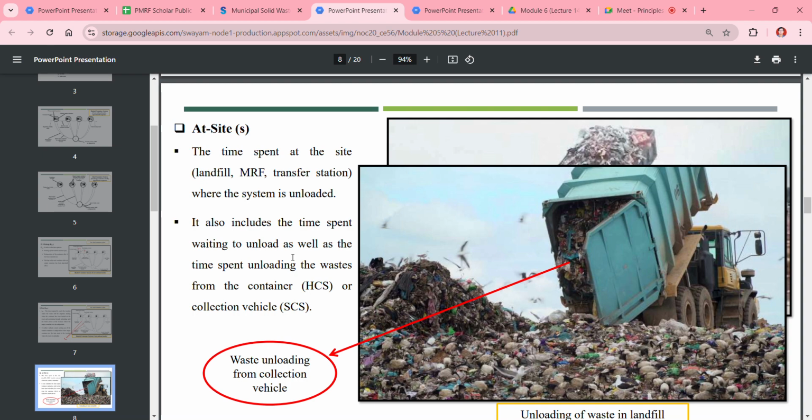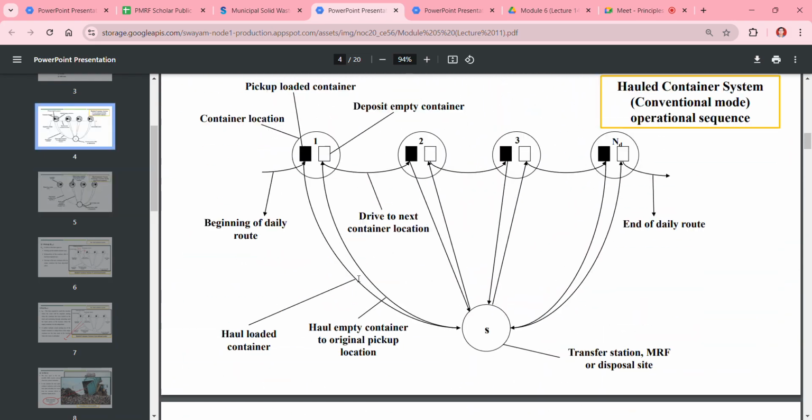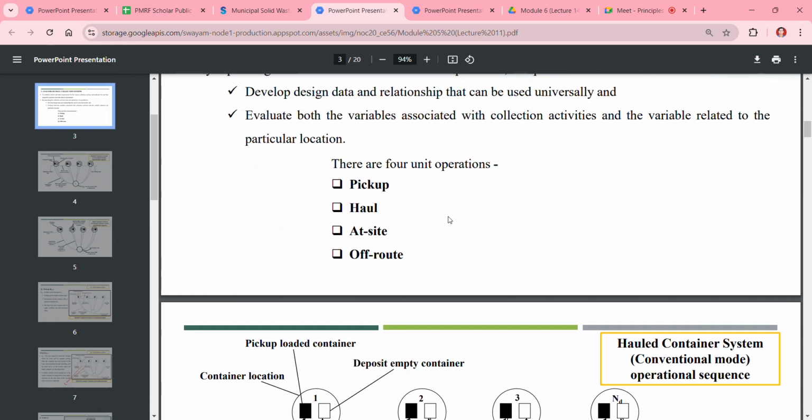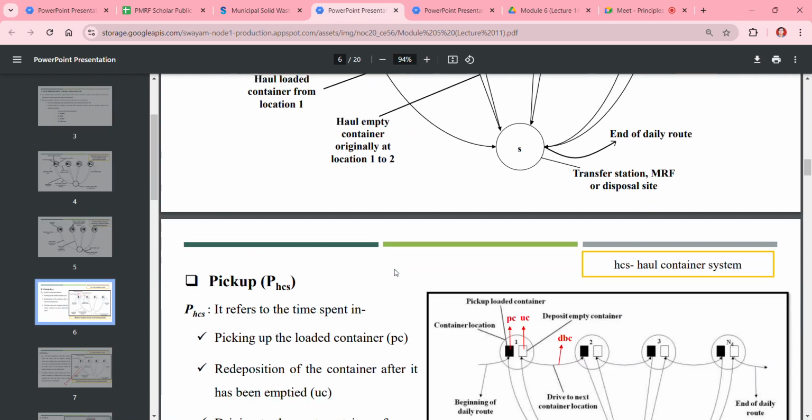So we had talked about four factors during this. There were four unit operations. One was pickup, second was haul, third was at site, and now we will go to off route.